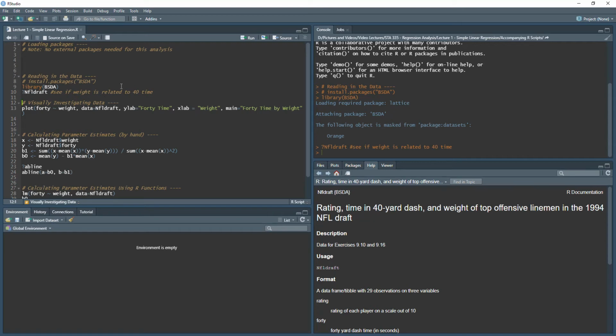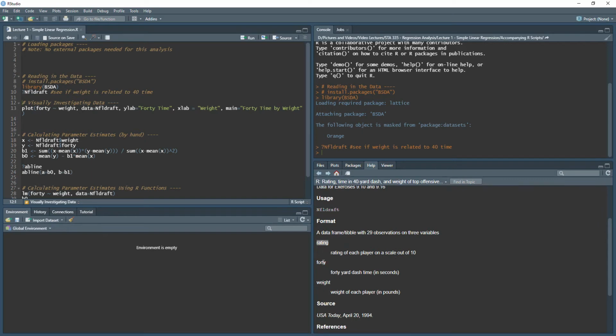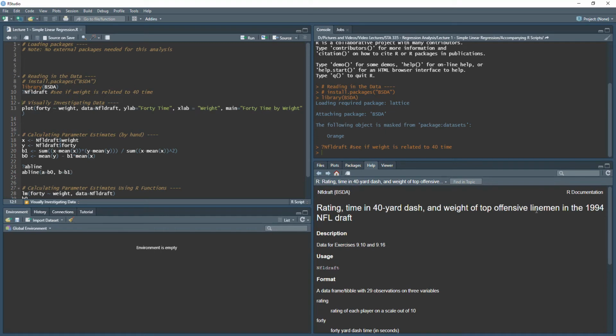Doing $NFLdraft, or in general any dataset name, you can see some of the details of that dataset. So in this case, I can see that this dataset has three different variables: rating, 40 time, and the weight of some of the top offensive linemen in the 1994 NFL draft. What I'm going to look at today is to see if weight is related to 40 time using a simple linear regression. Now first I'm going to investigate my data.